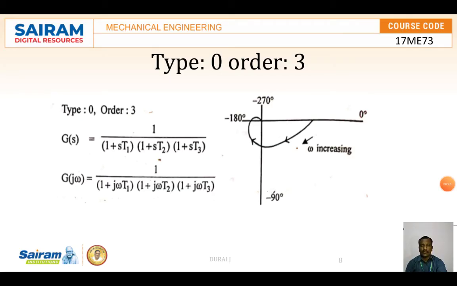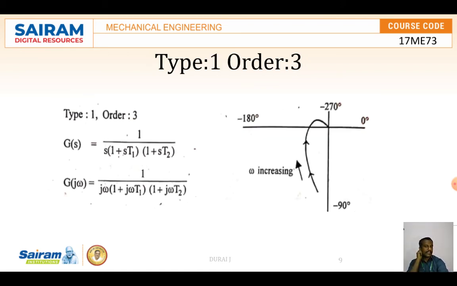Okay, then comes the next one, type 0, order 3. So here there are three functions, like 1 / ((1 + sT1)(1 + sT2)(1 + sT3)). Here again we are substituting the sinusoidal form. Check over here, the order 3 starts from here and again it ends at the same horizontal line. Okay, so this is how it comes for the type 0, order 3 method.